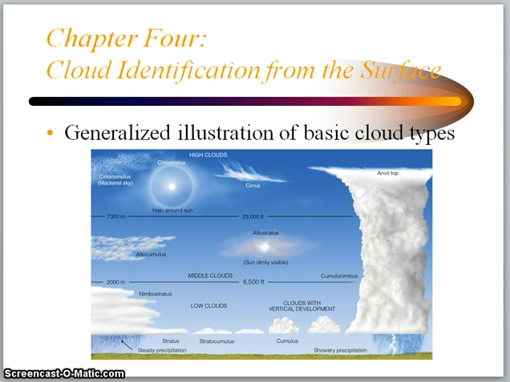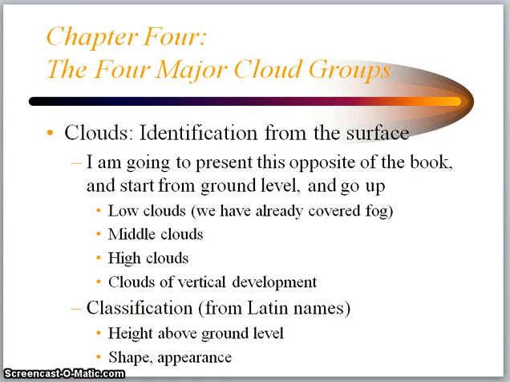This is a generalized illustration of the basic cloud types. They're classified by how high the base of the cloud is above the ground and the form they take or their shape. I'm going to present this information opposite of the textbook, which goes high clouds, middle clouds, low clouds. I'm going to go low clouds, middle clouds, high clouds. It makes more sense to me because, after all, we are standing down here on the surface and then we ascend upwards, say in a hot air balloon or an aircraft or something. So we're going to talk about low clouds. We already covered fog. Middle clouds, and then high clouds, and then the clouds of vertical development. That'll be in PowerPoint 4B.